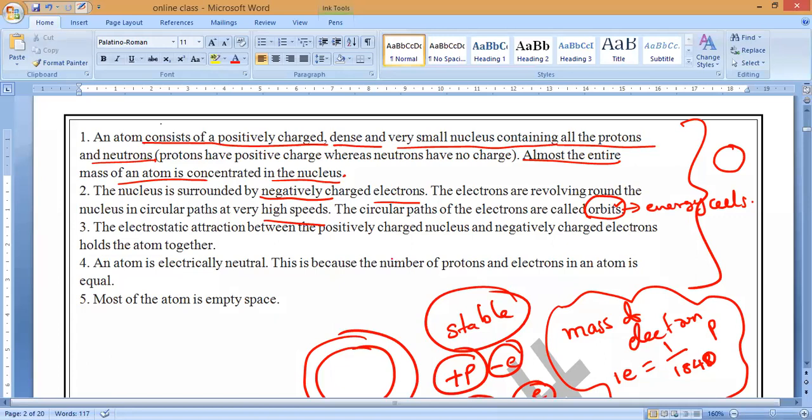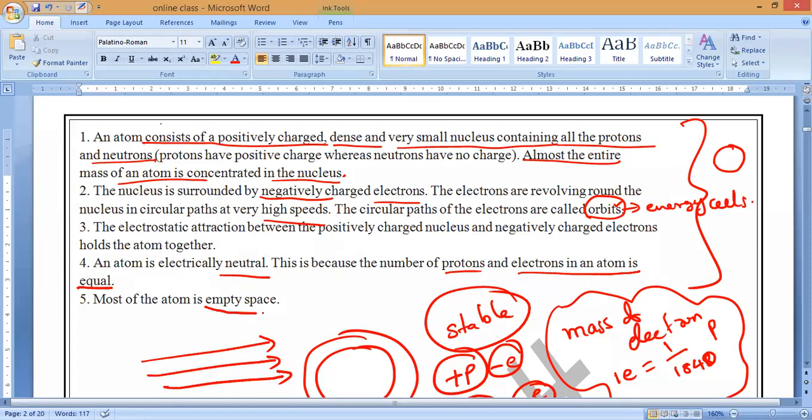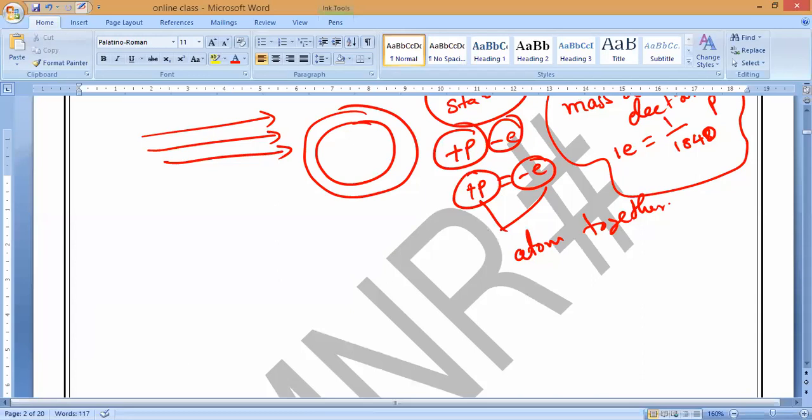Next one: atoms are electrically neutral because the number of protons and electrons in every atom is equal. So we can say every atom is electrically neutral. And as we know, most of the rays passed across the gold foil, so we can say most of the atom is empty space. These are the 5 things we call the Rutherford model of the atom. Now, if you notice here, the structure of some atoms on the basis of the Rutherford atom.